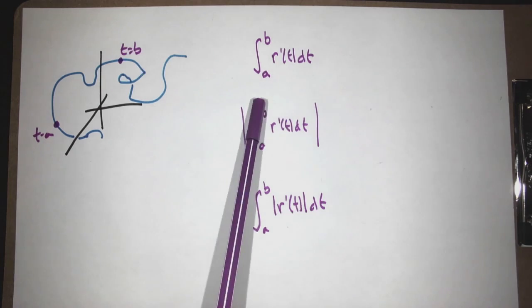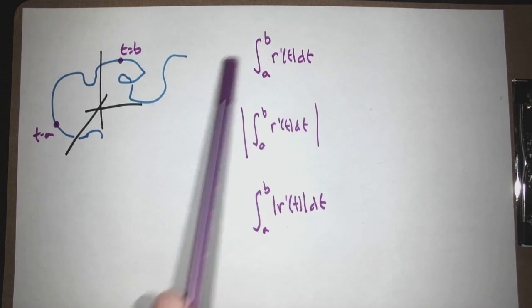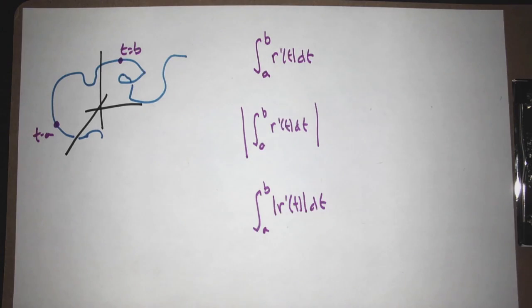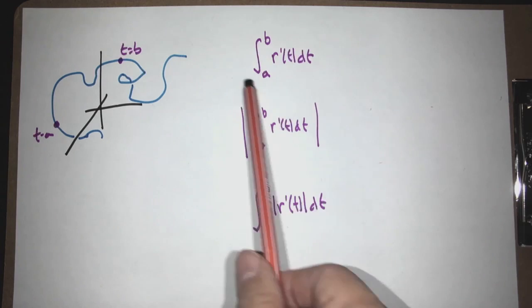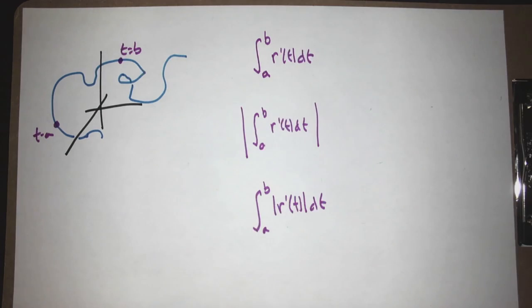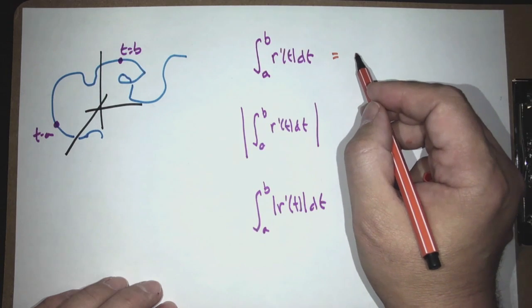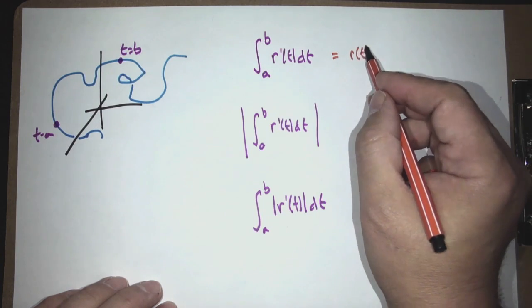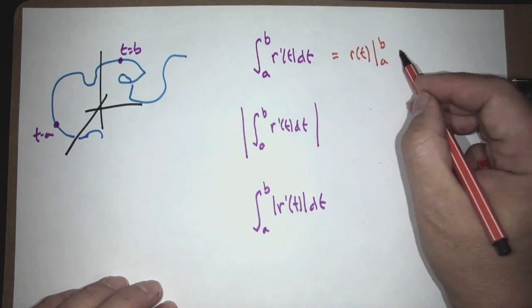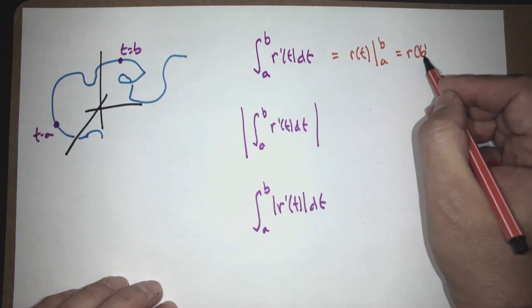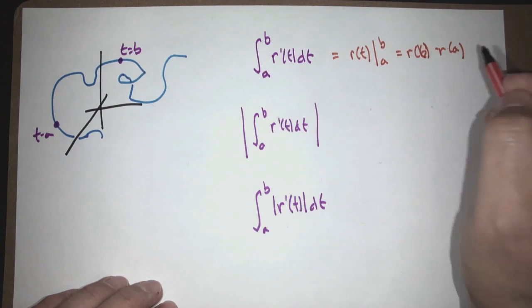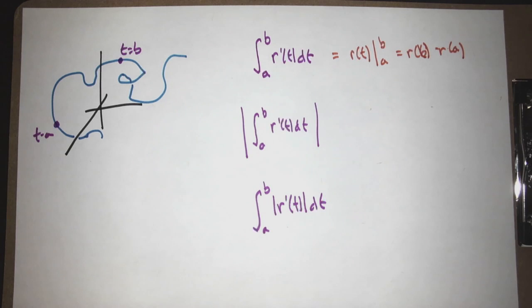Now, there's a clue here. This feels very familiar. Probably like fundamental, even. Do you think you could solve this? If you could solve it, what would it be? Right, it's like r of t from a to b, which is the vector r of b minus r of a. What does that vector look like?